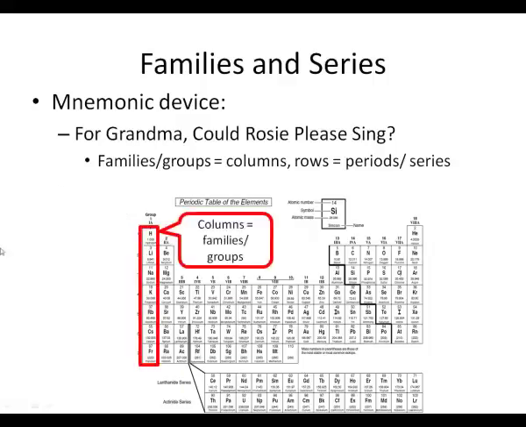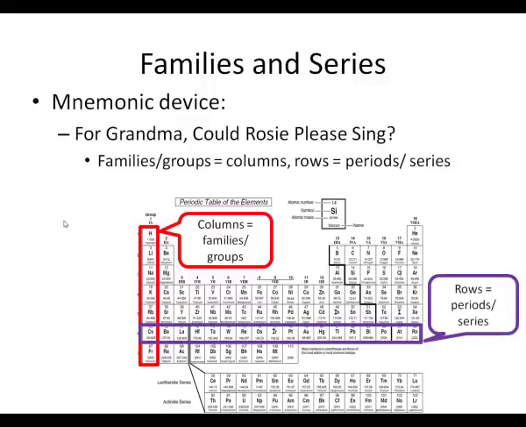So the columns are going to be the families/groups. And if you look on your table of elements, it even says they're group. So you should know that that is going to be the families, and those are always the columns. Next is the rows, which are the periods and series. So the things going across, those are periods, sometimes called series. So to help you remember, for grandma, could Rosie please sing?